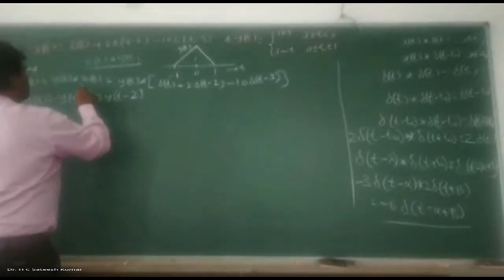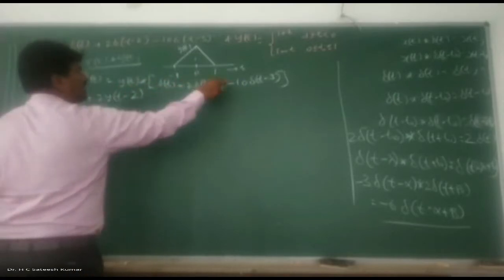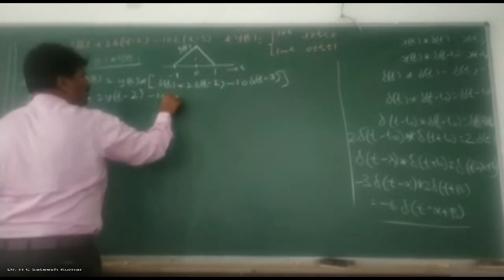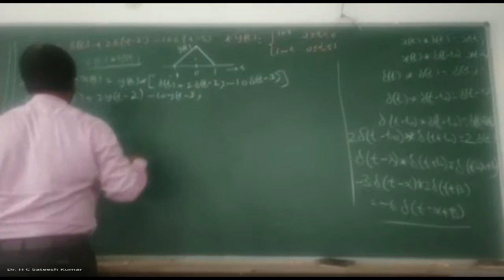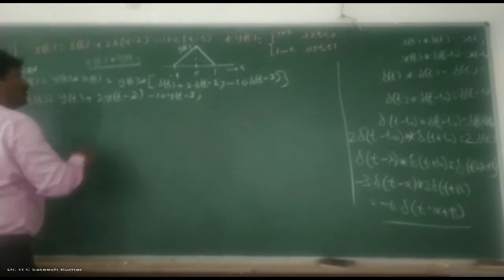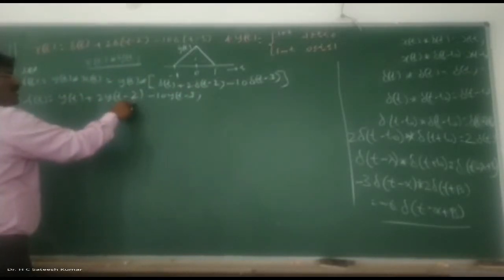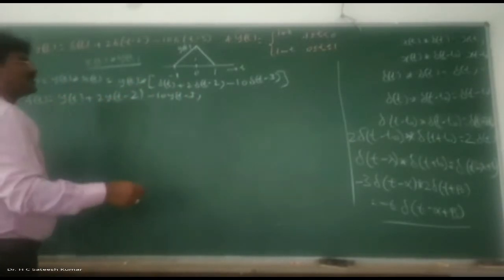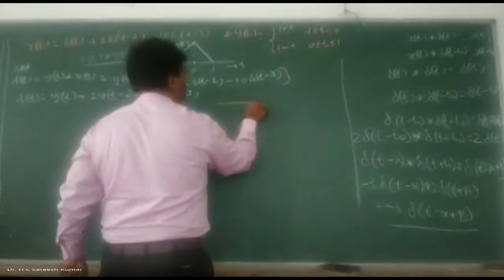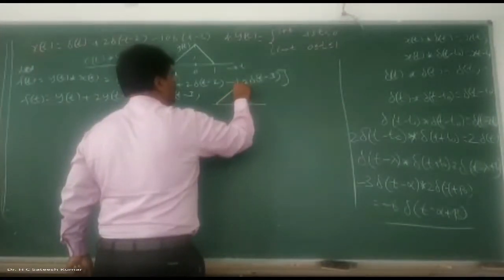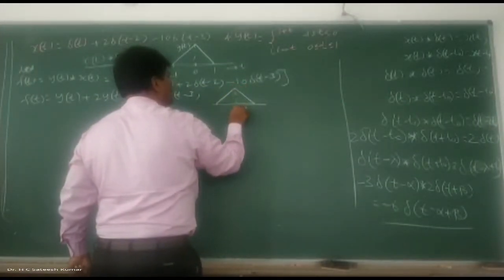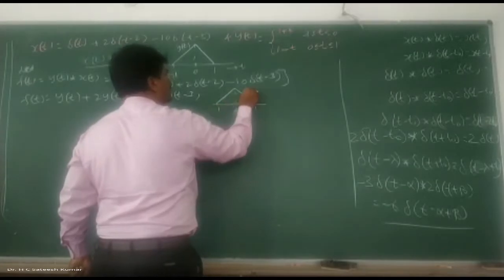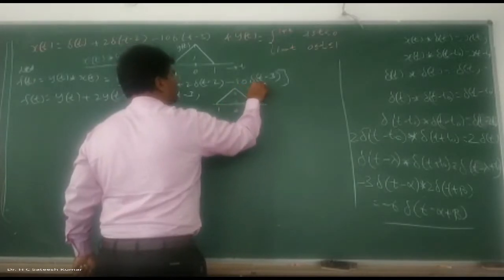That's it. Last one: y of t convolution with minus 10 delta gives minus 10 into y of t minus 3. Now you see that y of t is there, 2y of t minus 2 is there, and minus 10 y of t minus 3. So add all of them, addition and subtraction. I'll sketch all of them. Observe carefully. This is your y of t, from minus 1 to 1.